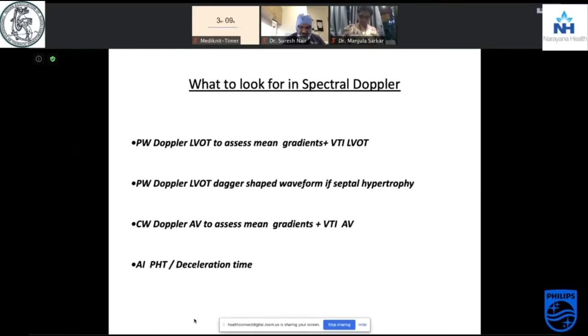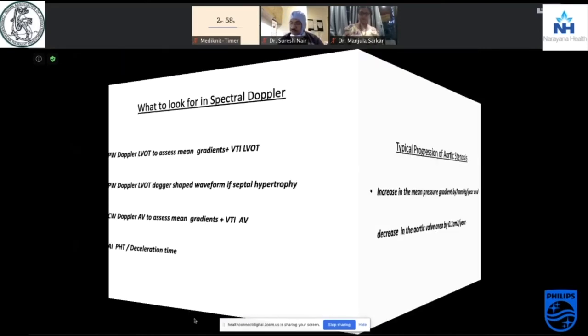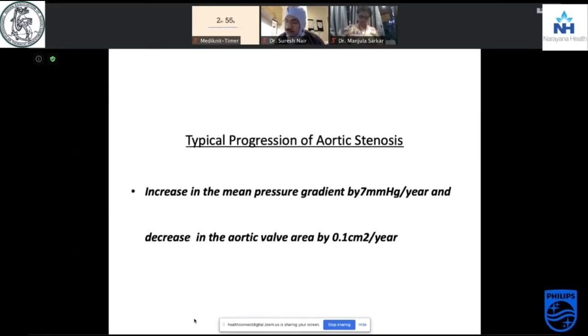And what do you look for in spectral Doppler? Obviously, you can get the gradients and velocities, VTIs, just by tracing pulse wave and continuous wave Dopplers, and use them in the continuity equation for your calculation. Typically, in the progression of aortic stenosis, the mean pressure gradient increases by 7 millimeters of mercury per year, and the area keeps on reducing by 0.1 centimeters per year. The knowledge of typical progression is important, especially when the patient is presented for a cardiac surgery other than aortic valve replacement. In such situations, if he is found to have moderate aortic stenosis, then you may have to consider him for an aortic valve procedure, as the progression of the disease is quite fast.